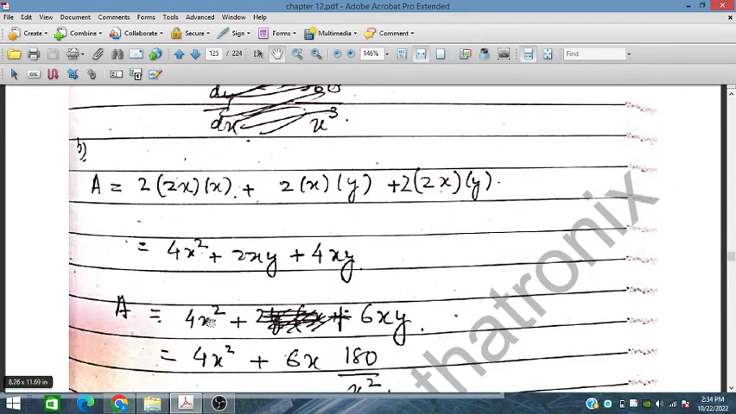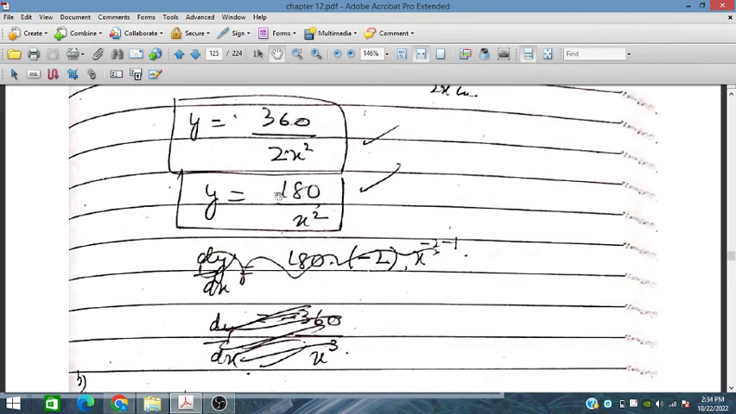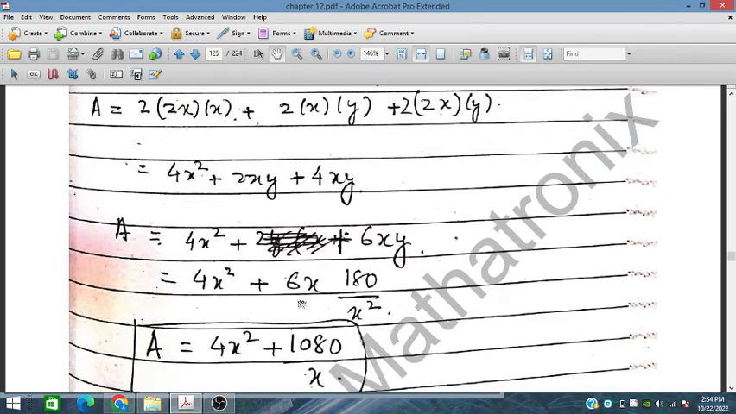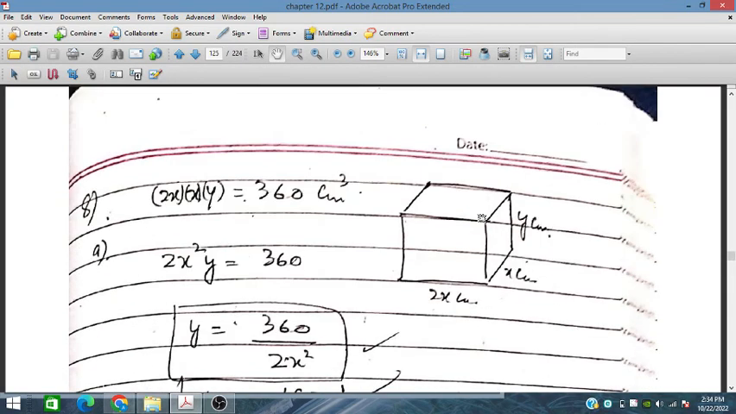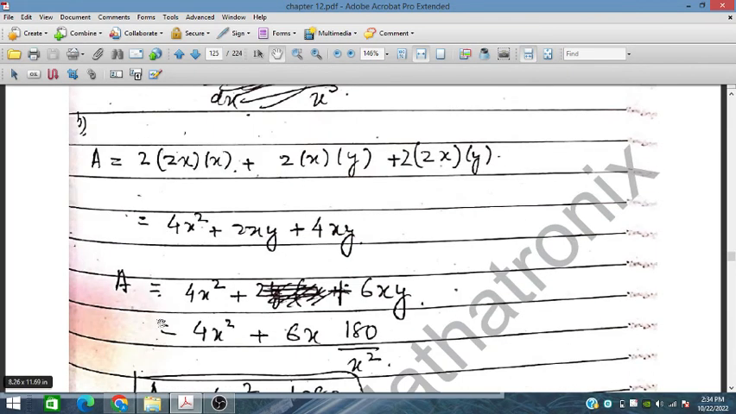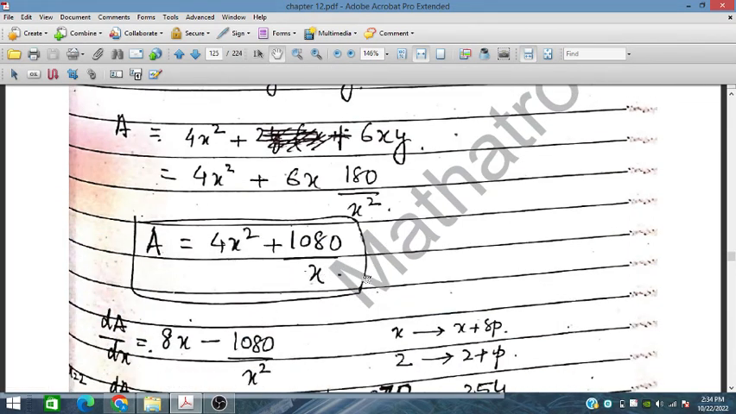Now A is equal to 4x square plus 4xy plus 2xy, which is 6xy. In place of y we can place this value 180 by x square, so it becomes 1080 by x. So this is the value that has to be proved. This has to be shown. The surface area has appeared as this. So it's proved in part C.